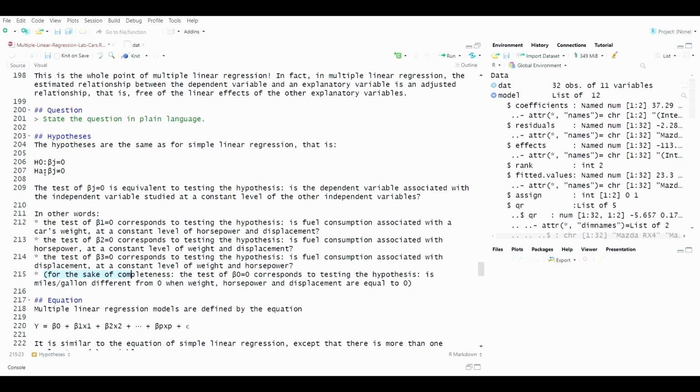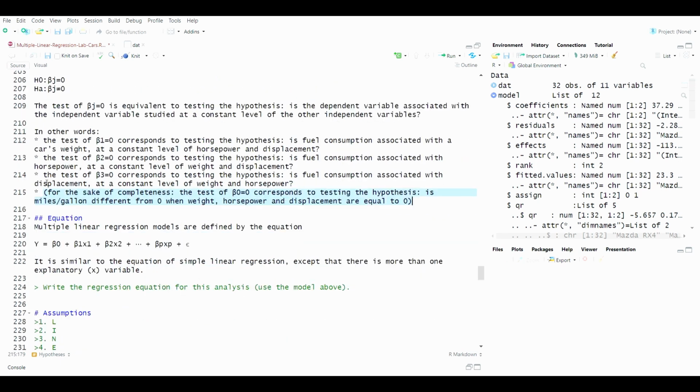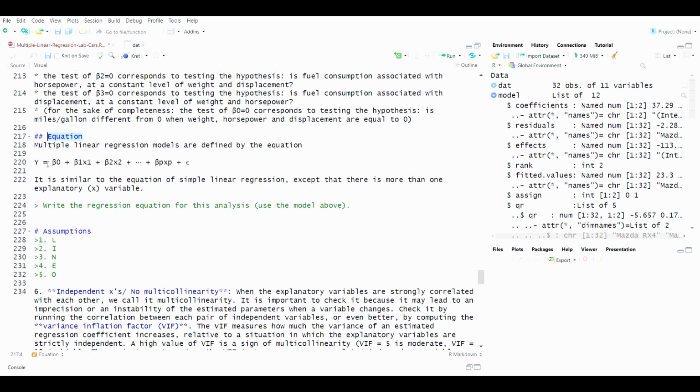For the sake of completeness, the test of beta 0 corresponds to testing the hypothesis, is miles per gallon different from 0 when weight, horsepower, and displacement are all equal to 0? Scrolling down, let's think about how to write the equation.